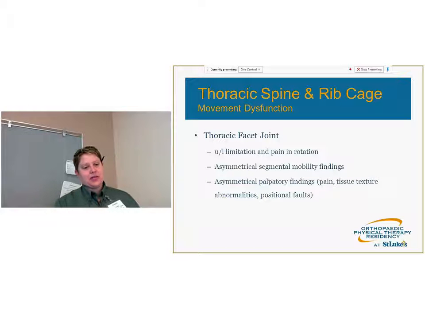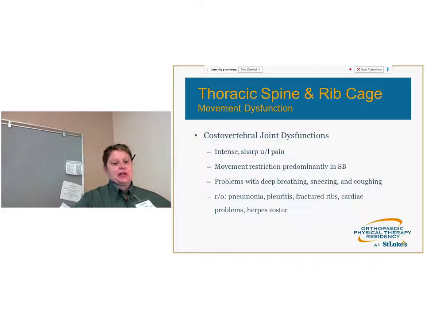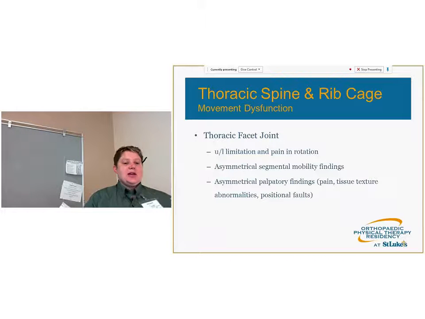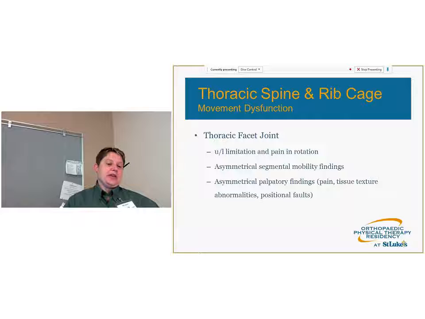All right, so thoracic facet joints and costovertebral joint dysfunctions. With a thoracic facet joint, you'll usually have a unilateral range of motion limitation with just rotation, not side bending. So ribs result in a side bending limitation, and thoracic facets will result in a rotation limitation. Thoracic facet joints present with asymmetrical segmental mobility findings, so you'll usually be able to palpate the change in movement from one segment to the following segment, and then the tissue texture and positional fall.